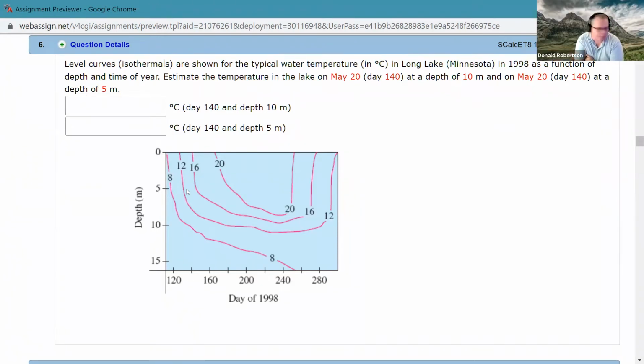If you think it's a little bit closer to the 12, call it 13. If you think it's a little bit closer to the 16, call it 15. You're not going to get any more accurate than that. Nearest whole number is the best you're going to get. So you can imagine that that actually contains an awful lot of information, and contour maps can be really helpful.